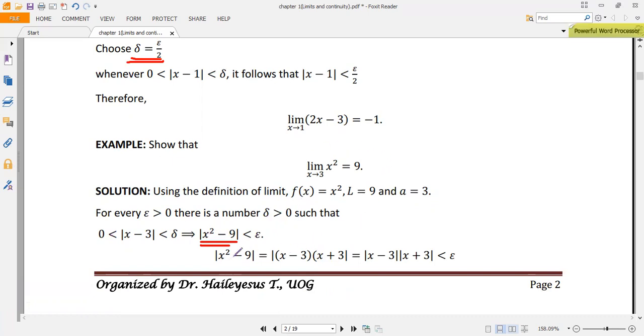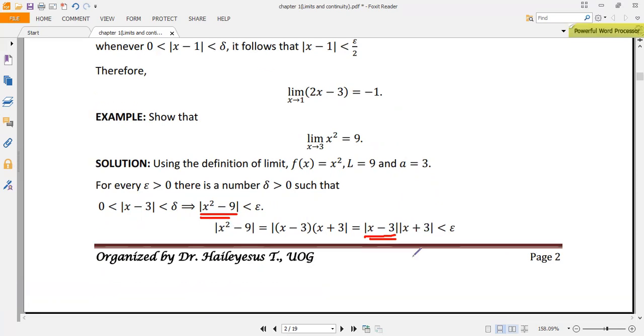If we can find the relation between delta and epsilon, the limit of the function exists and is equal to 9. Factorizing x squared minus 9, it becomes x minus 3 times x plus 3. So it becomes the absolute value of x minus 3 times the absolute value of x plus 3 is less than epsilon. Clearly x minus 3 is here. So how can we remove this part, x plus 3, which is not a constant?